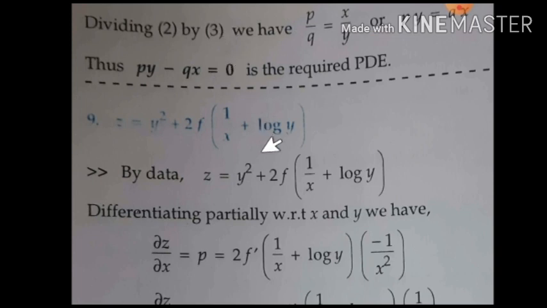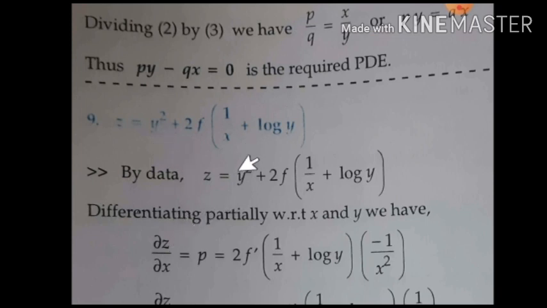Let us discuss one more problem related to this. Z is equal to y square plus 2 into f of 1 by x plus log y. A function of this. How x square plus y square we had, here 1 by x plus log y. In the same way, find the partial derivative of it.